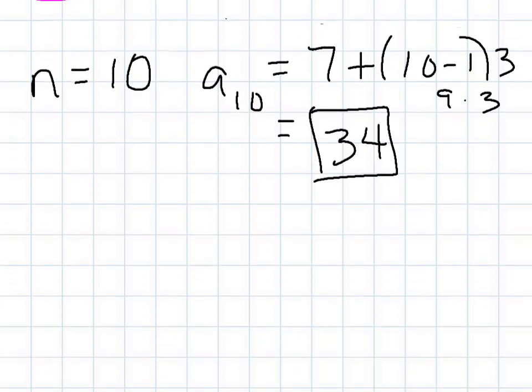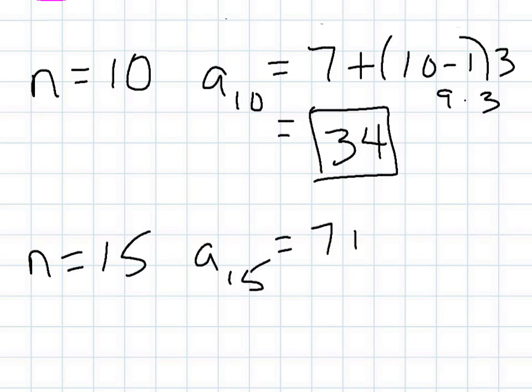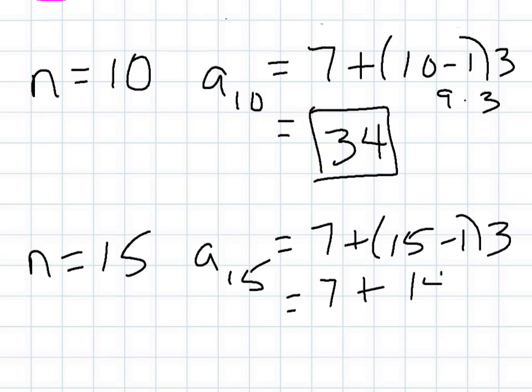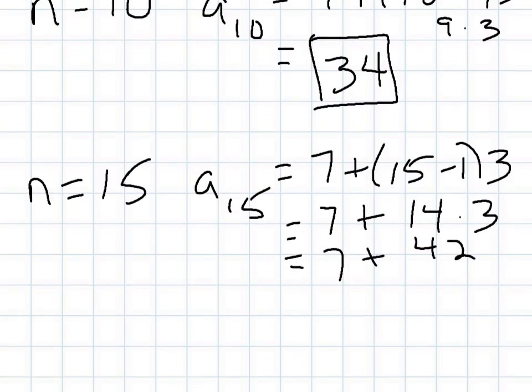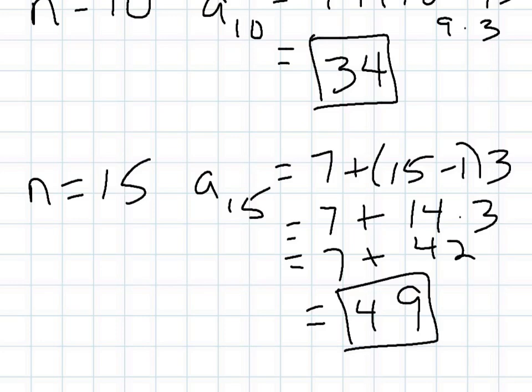So let's try another one. If we said n equals 15, it would be a sub 15 is equal to -7, which is still our first number, plus put the 15 in place of the n, minus 1, times 3. Then you would bring down the -7, plus 15 minus 1 is 14 times 3. 14 times 3 is 42, and then -7 plus 42 is 35. So the 15th term in the sequence is 35.